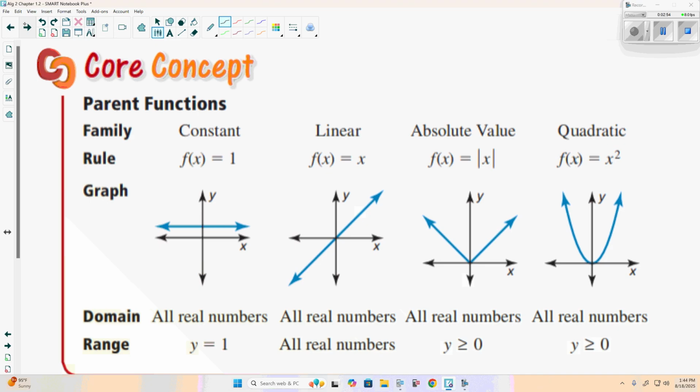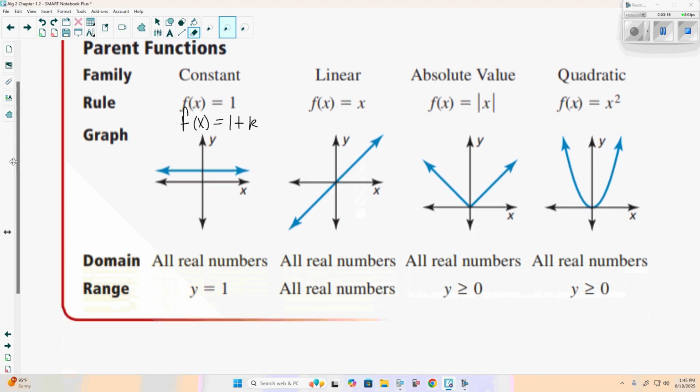Now, for the most part, we don't talk about it a whole lot because literally it's just f of x equals 1 plus k, where k is the amount we move it up. We move it up to, it's now f of x equals 3. There's not a whole lot going on. We're mainly going to look at linear, absolute value, and quadratic. So linear is the equation of a line. Every other equation of a line is going to look similar to this parent function, y equals x, f of x equals x. Same thing's true for absolute value.